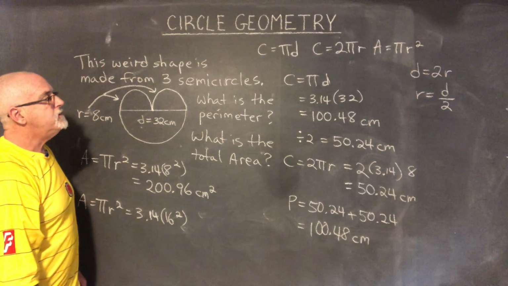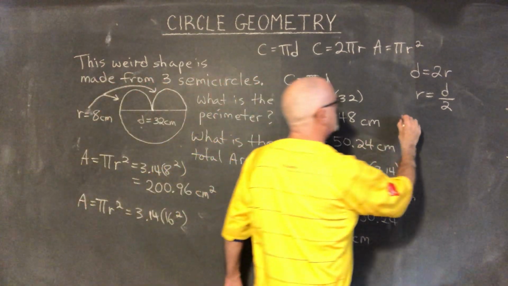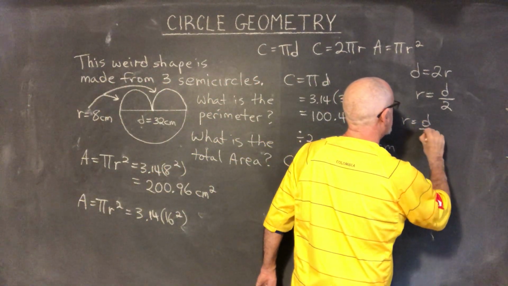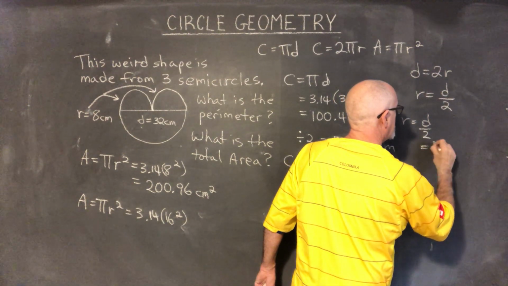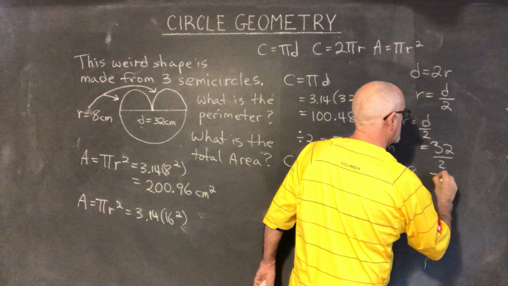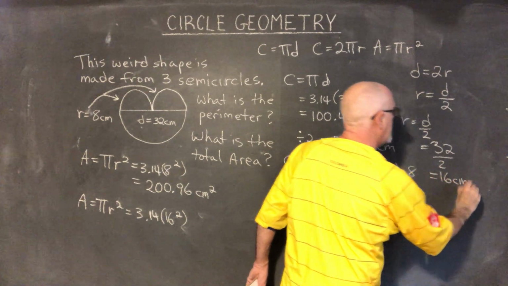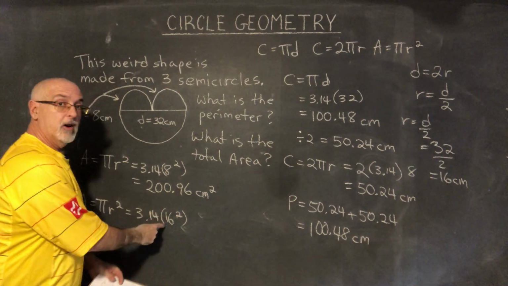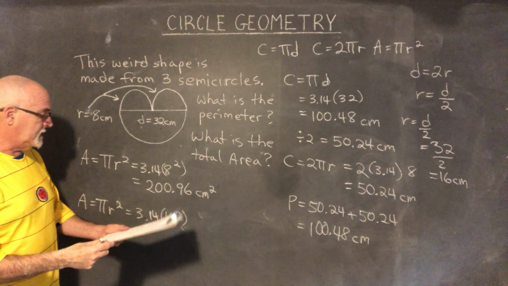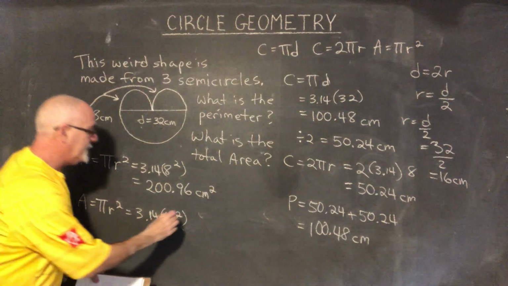So over here, radius equals d over 2 equals 32 over 2 equals 16 centimeters. Now I have justified that to show where I got that 16. 16 squared is 256.